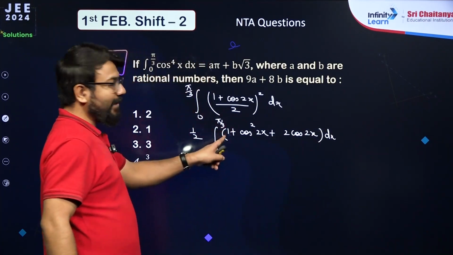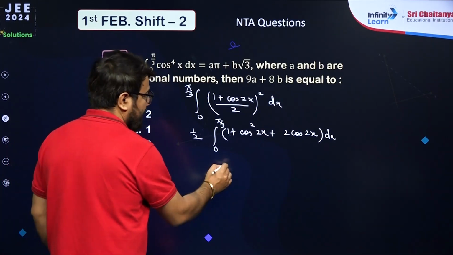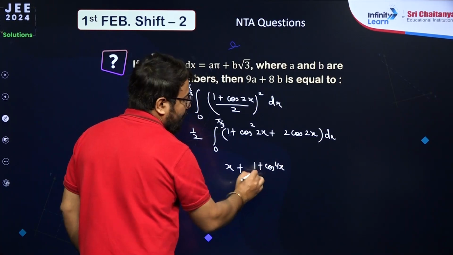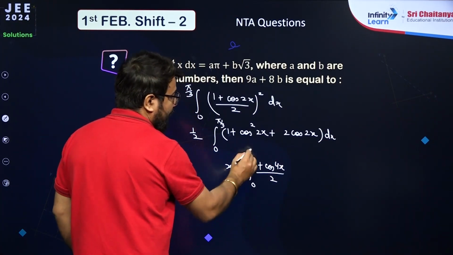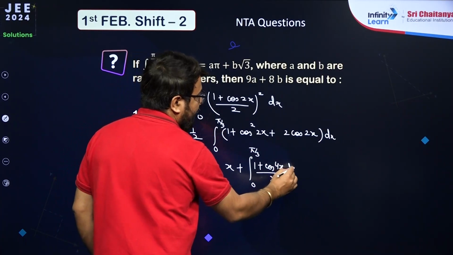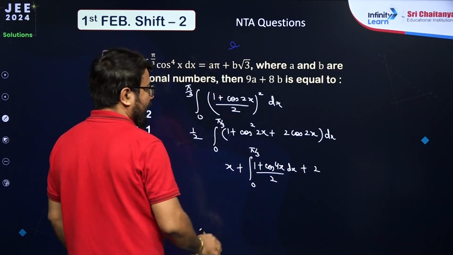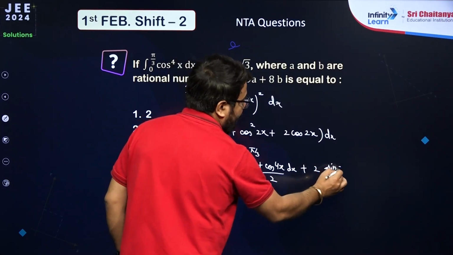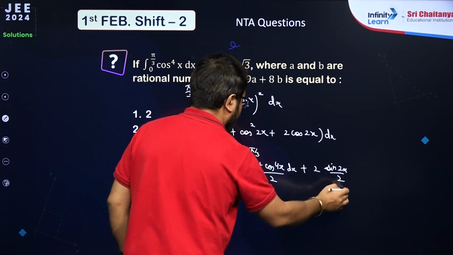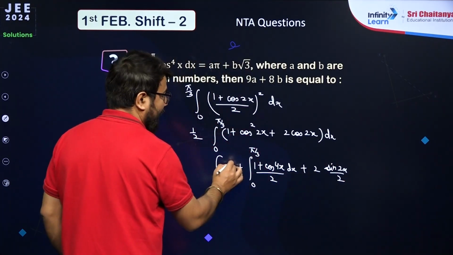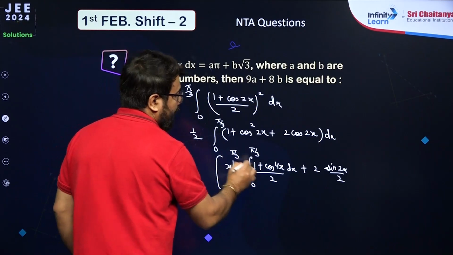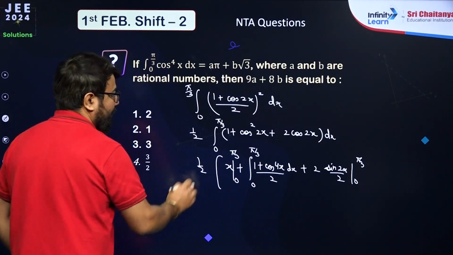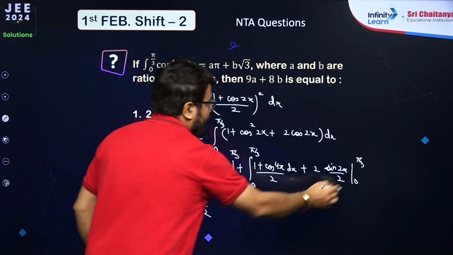Now my dear students, it would be very easy for us to integrate 1. Yes, that is x. For this, I need to convert again into the form of 1 plus cos 4x over 2, and then we need to apply the integration up to pi by 3. And here 2 will be taken outside, and the integration of cos theta will be sin theta over 2. Here also we need to apply the limit 0 to pi by 3. And the whole expression is being multiplied by half.